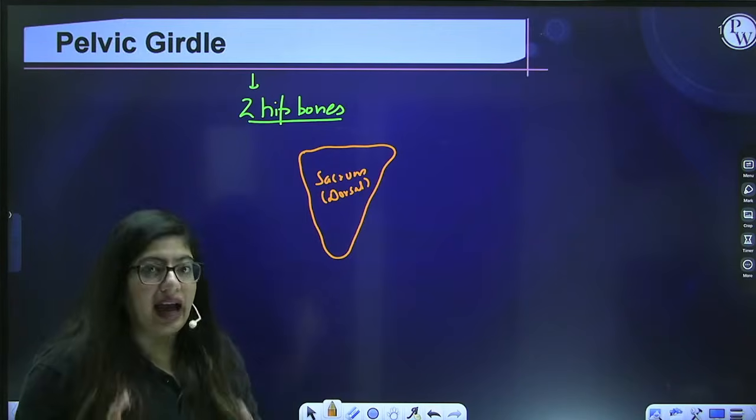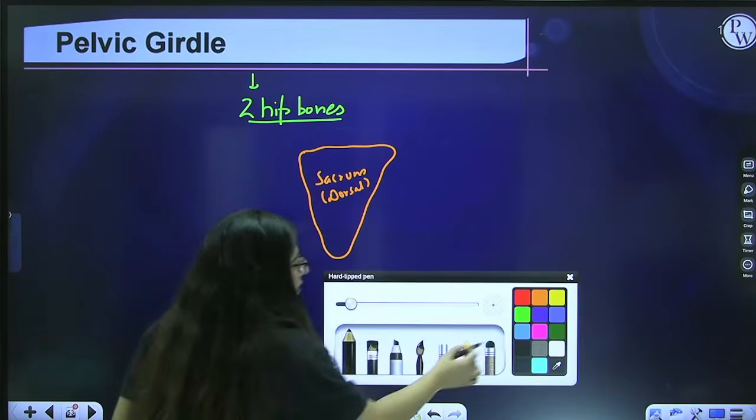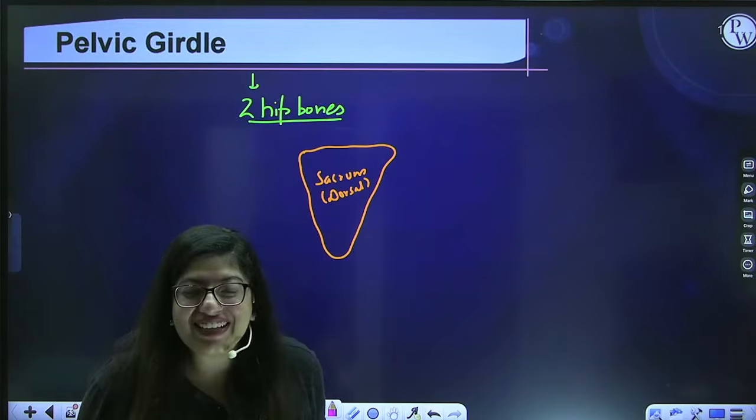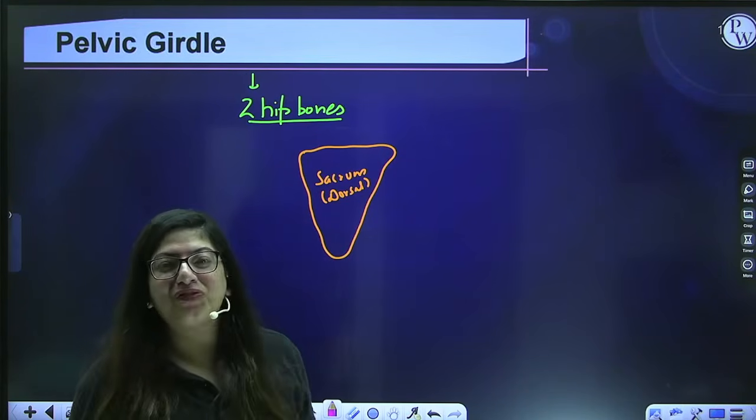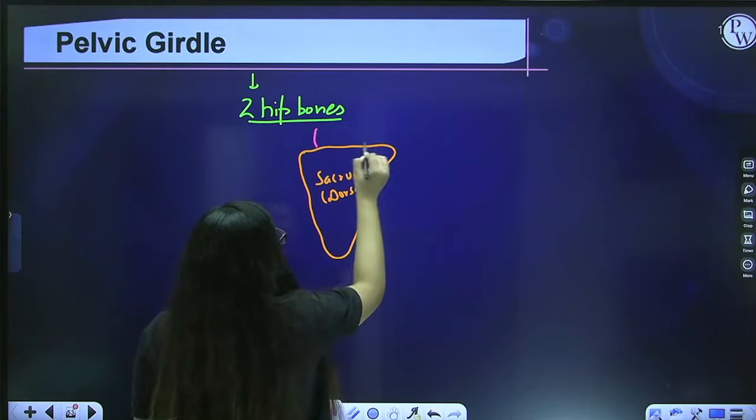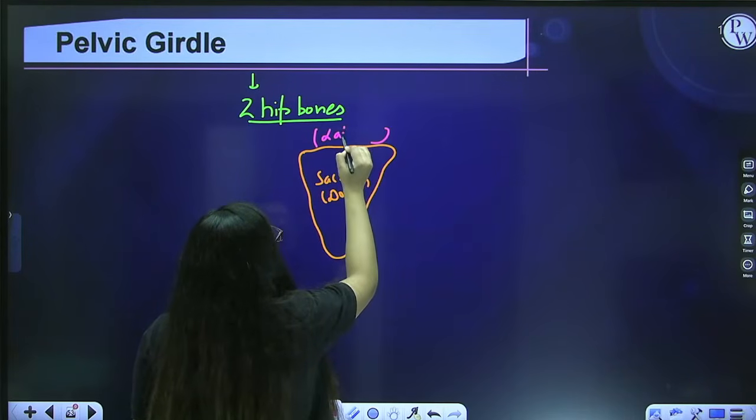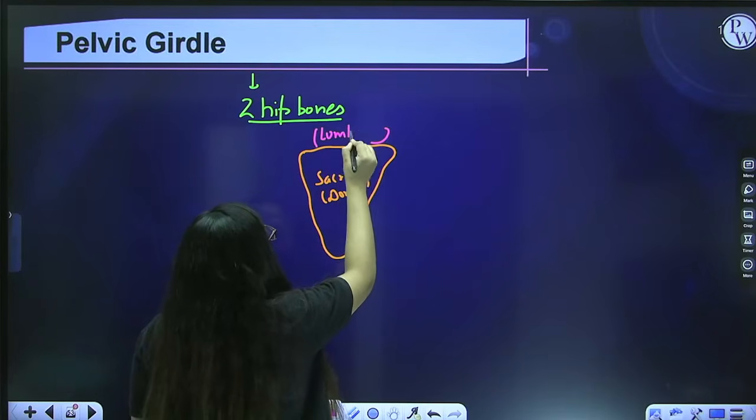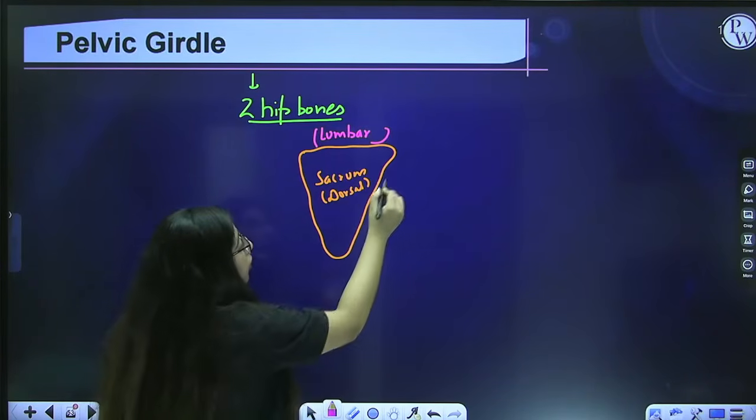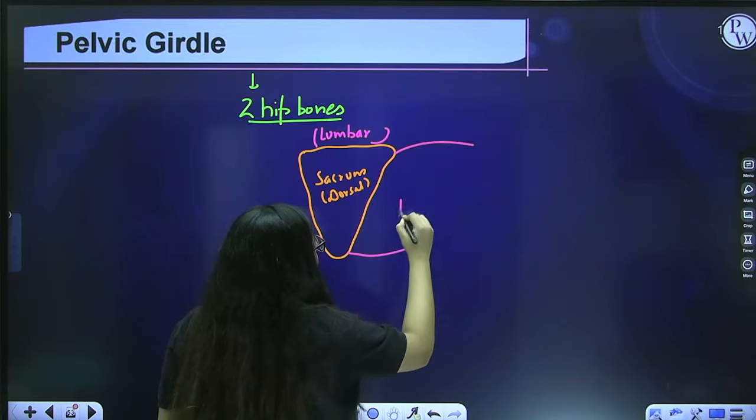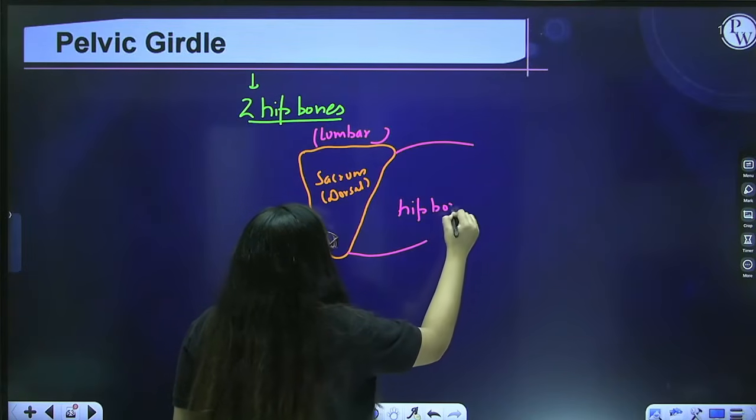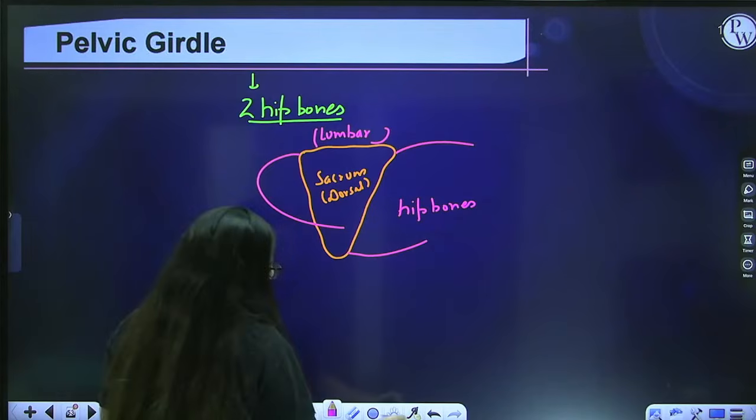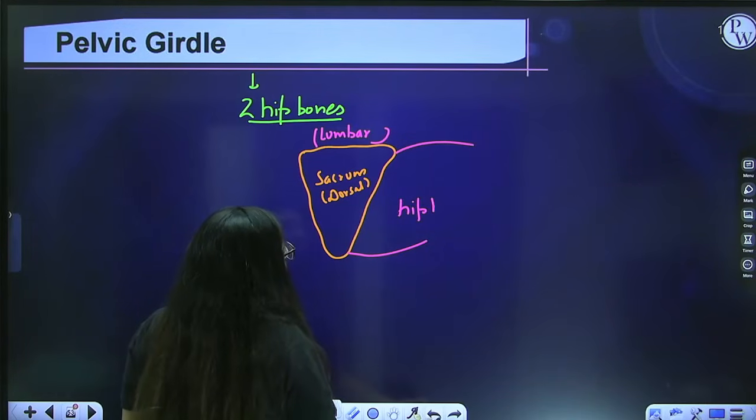Sacrum is attached on the upper side. What is sacrum, guys? You know what is sacrum? The bone of vertebral column. To the sacrum, here is attached the lumbar vertebrae, right? On this portion are attached hip bones. So hip bones are not the flat bones, rather they are curvy bones like that.